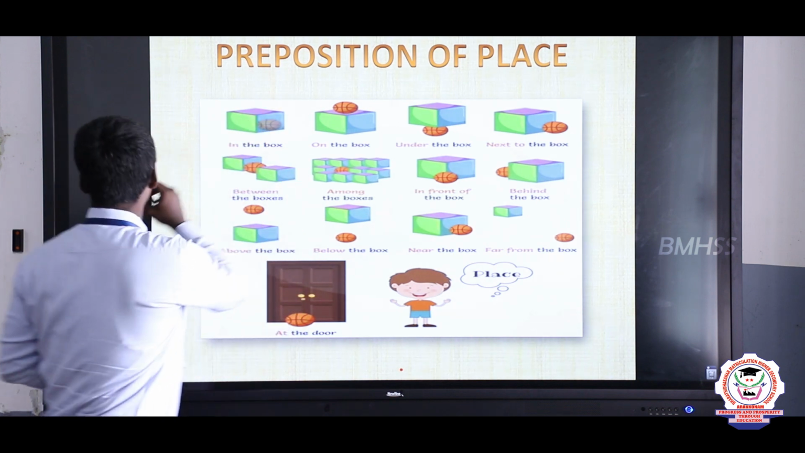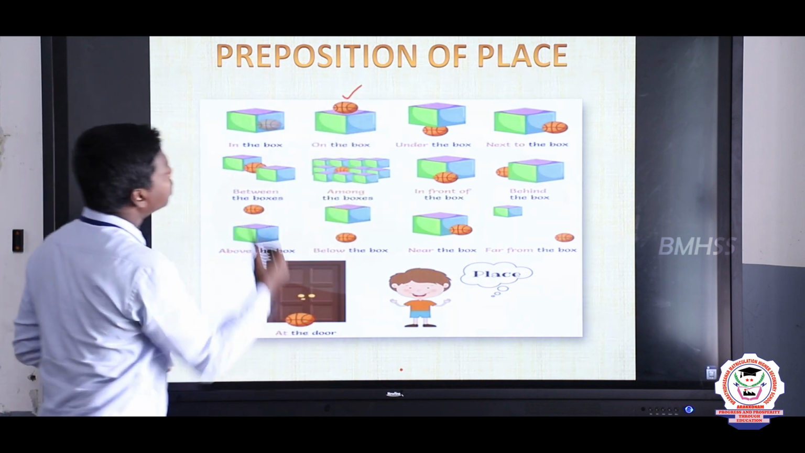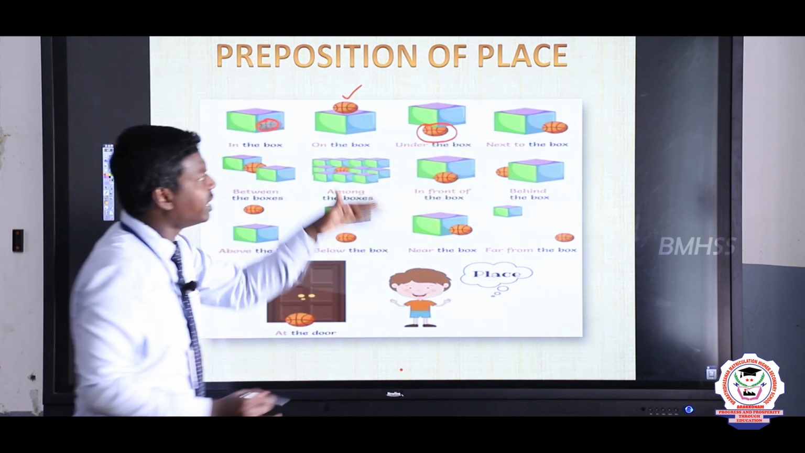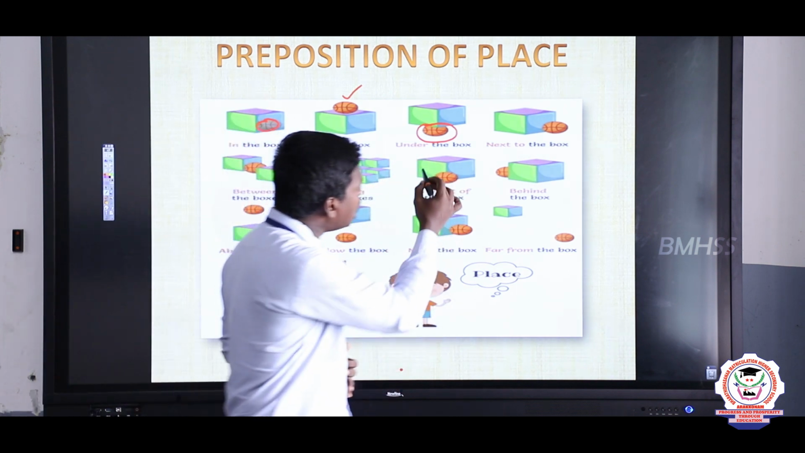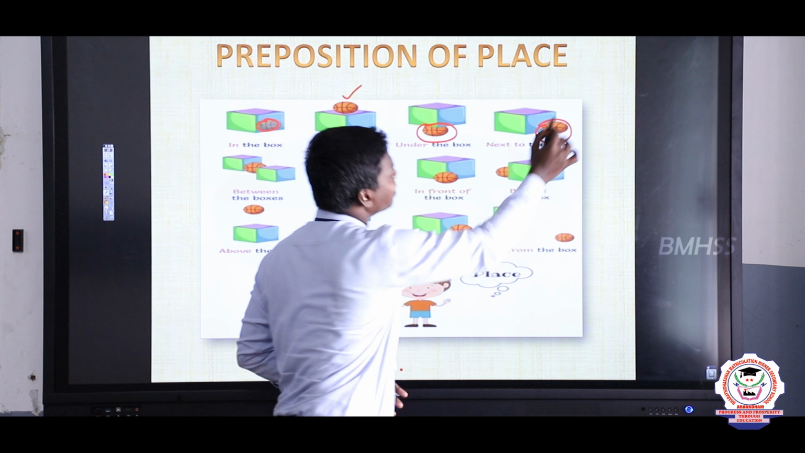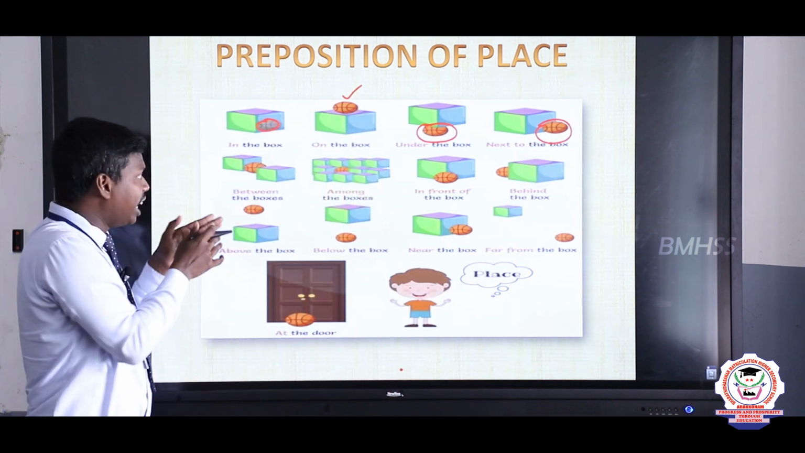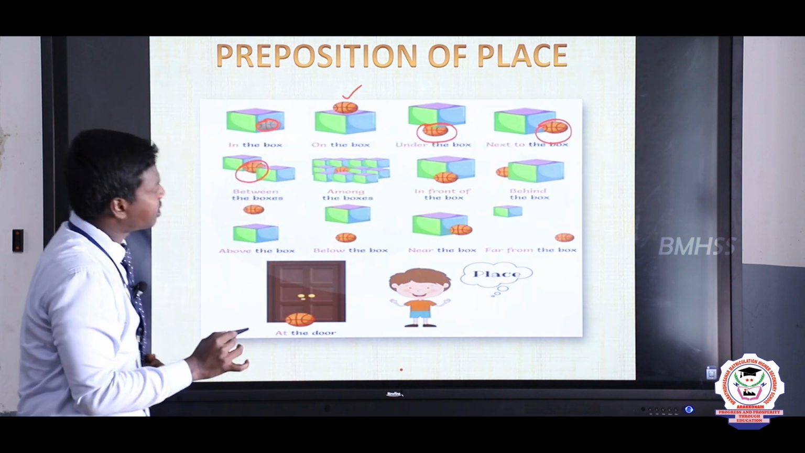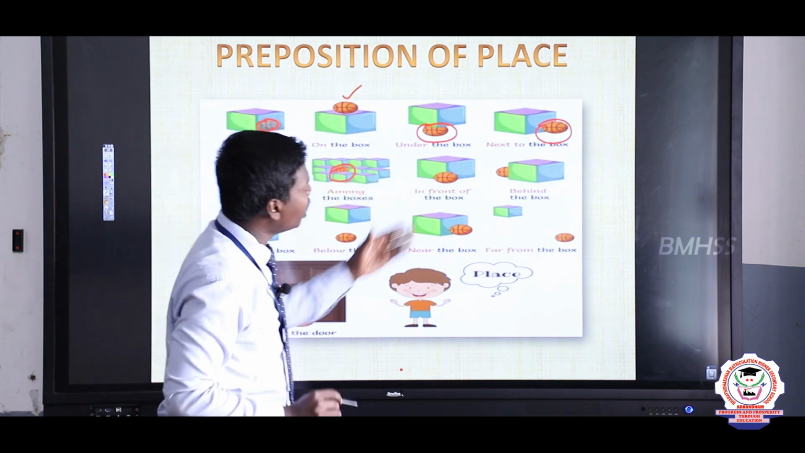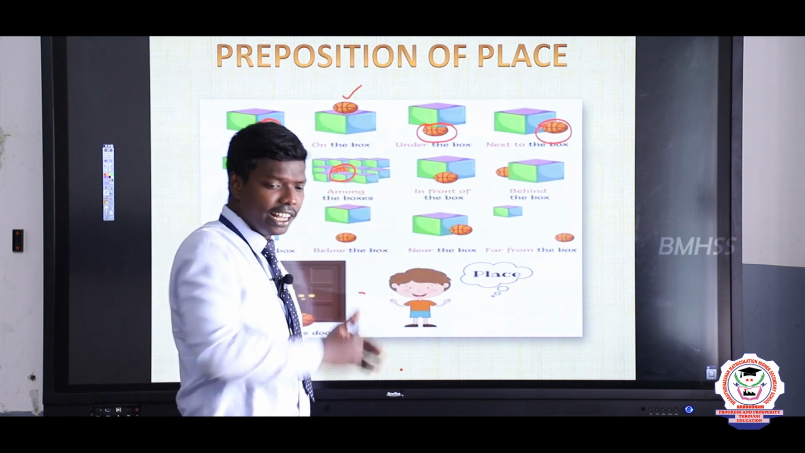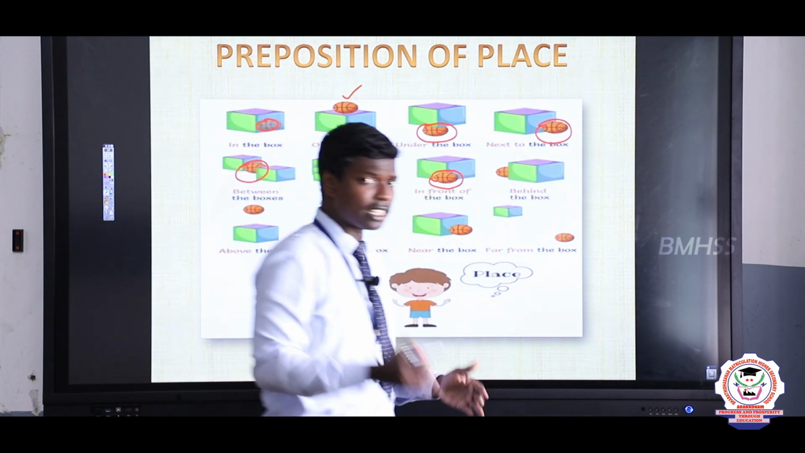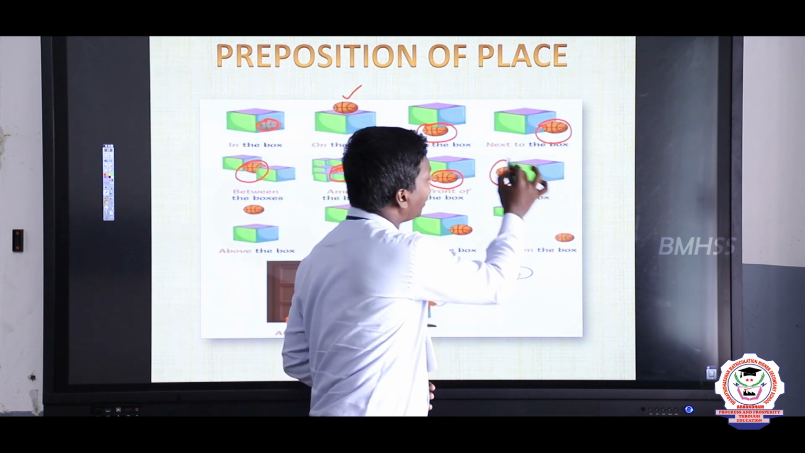If the ball is up on the box, for example, this is on, this is in. So it is in the box, it is on the box, it is under the box. When something is kept under the box, we say under the box, it is below. And when the ball is put or kept aside the box, we say next to the box. And when the ball is put in between two boxes, we use between the boxes. And when the same ball is among many boxes, we say among the boxes. When the ball is just kept in front of the box, we say in front of the box. When the same ball is put at the back side of the box, we say behind the box.